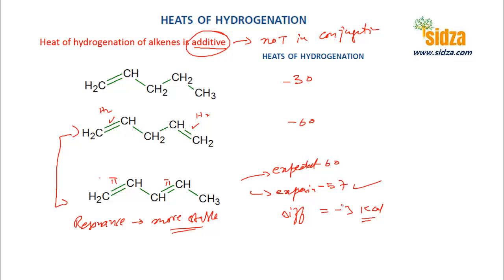So the heat of hydrogenation of alkenes is additive in nature. If you know it for one bond, you can find it for two bonds, three bonds, but the condition is that they should not be in conjugation. If it is a conjugated system, then we cannot add it, because due to the resonance, that molecule becomes a little more stable and the heat of hydrogenation will be a little lesser than what you are expecting.